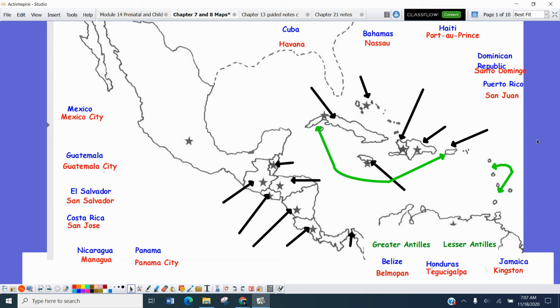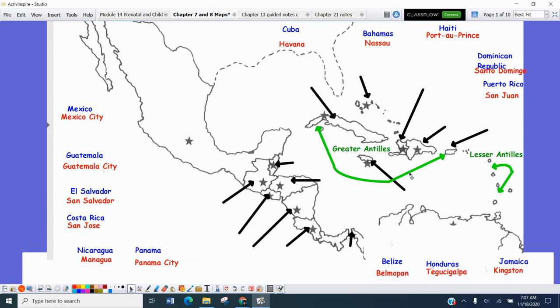So we're going to start with the green and talk about two regions within the Caribbean. One is known as the Greater Antilles, and I'm going to set that right about there. What we mean by the Greater Antilles are the bigger islands within the Caribbean. Then there is another region known as the Lesser Antilles, which is a group of smaller islands. And just so you know, there's far more than what you see here on this map that make up the eastern part of the Caribbean.